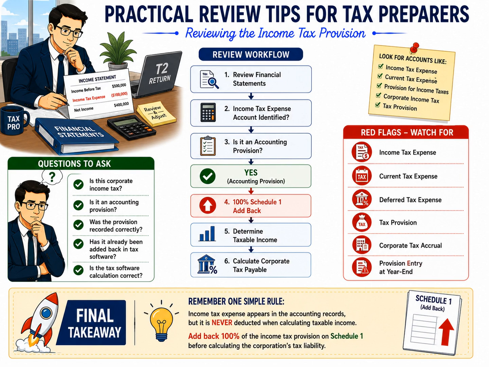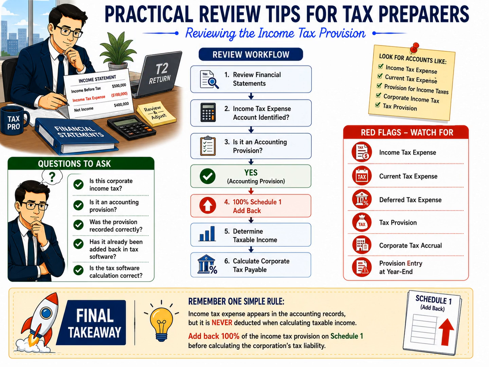Start by reviewing the corporation's financial statements. On the income statement, look for accounts with names such as income tax expense, current tax expense, provision for income taxes, corporate income tax, or simply tax provision. When you find one of these accounts, ask yourself a few simple questions. First, is this expense related to the corporation's own income taxes? If the answer is yes, the next question is whether it represents an accounting provision recorded under accounting standards. In most cases, the answer will also be yes.